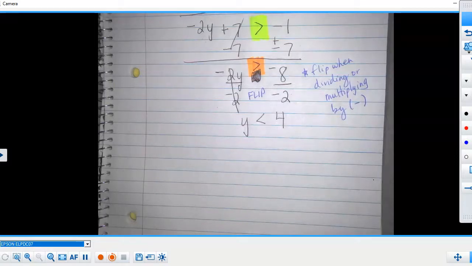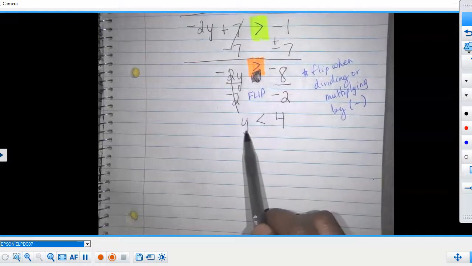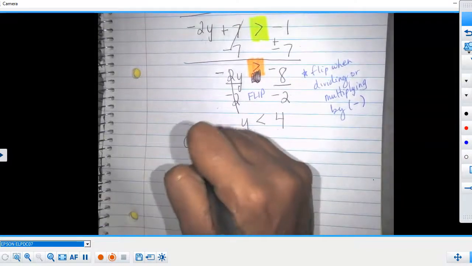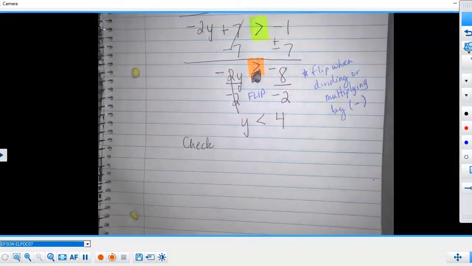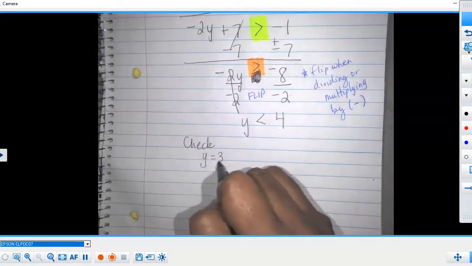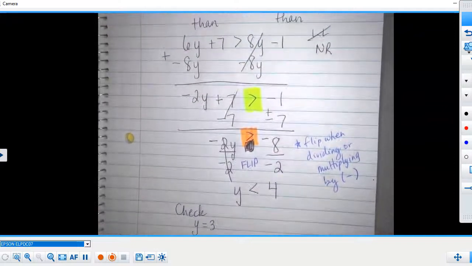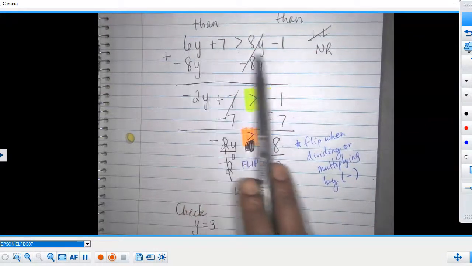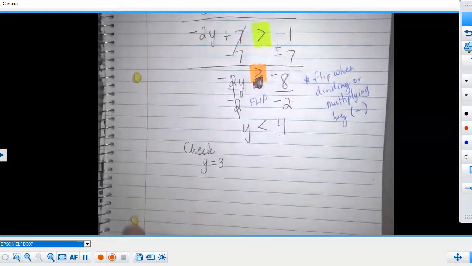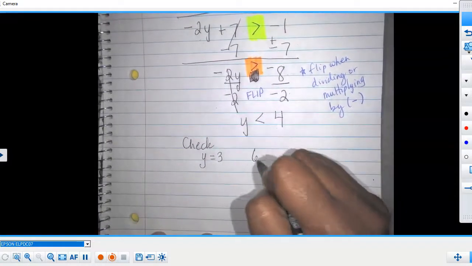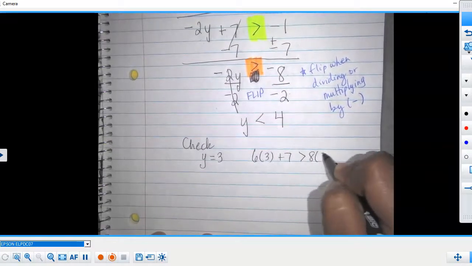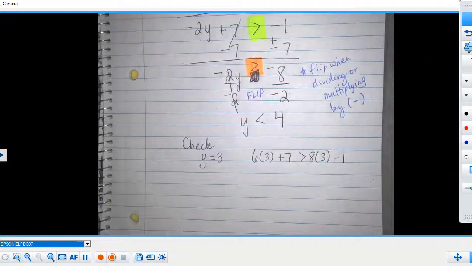All right, so again, now I got this from left to right. y is less than 4. So if I want to check, a number less than 4 is 3. So I'm going to try y equals 3. I go back to my original equation and substitute in 3's for those y's. 6 times 3 plus 7 has to be greater than 8 times 3 minus 1.